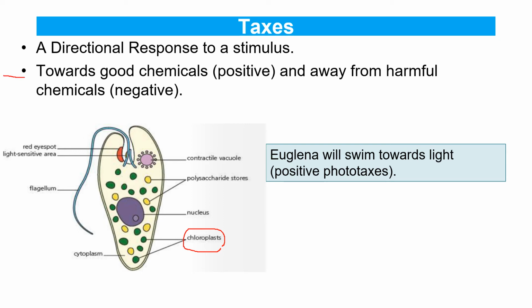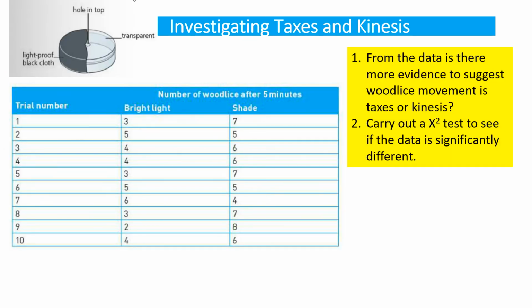And a lot of organisms will do this with chemicals, so we'll move towards good chemicals, positive chemotaxis, and move away from chemicals that are harmful, and that is pretty logical and obviously a good survival mechanism. Now you can investigate this through an investigation called a choice chamber. And a choice chamber effectively is where you can set up different environmental conditions to investigate the behaviour of either taxis or kinesis of different organisms.